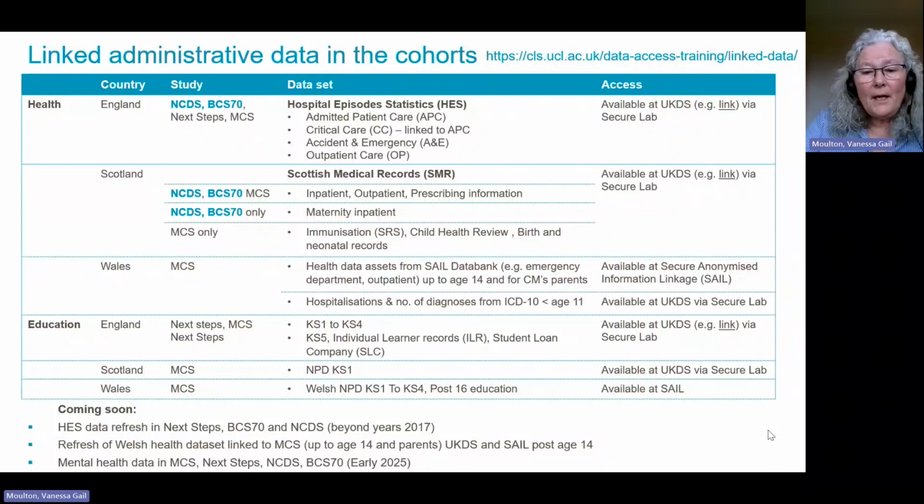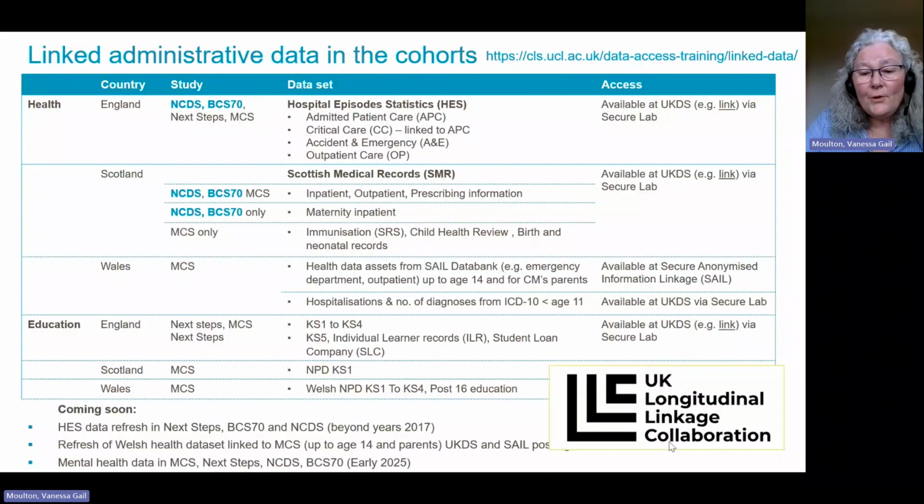There are user guides available on the CLS website outlining the details of each of the data sets. And if you want to hear more about using specifically the linked health administrative data in the cohorts, there are a couple of training videos on the CLS training pages and YouTube, one describing the data and another focusing on how to use and analyse the HES data.